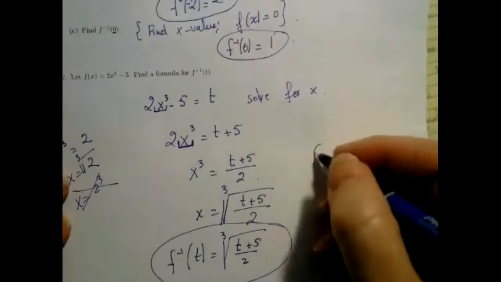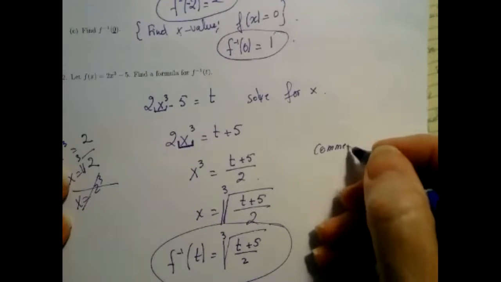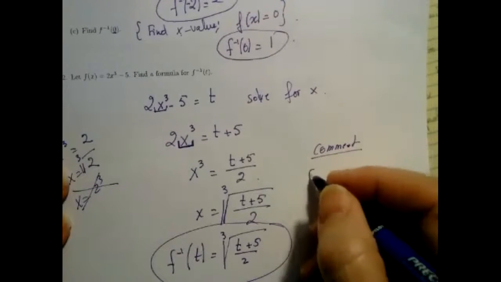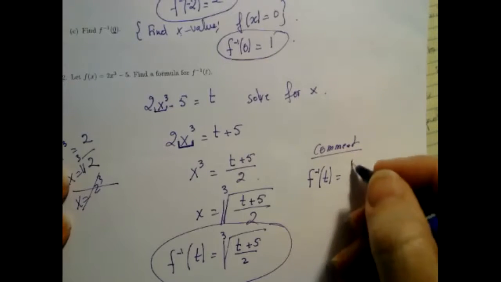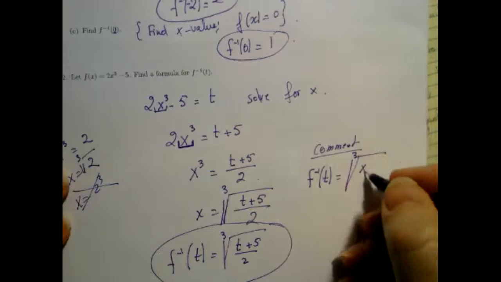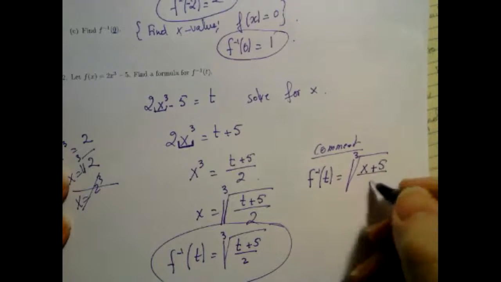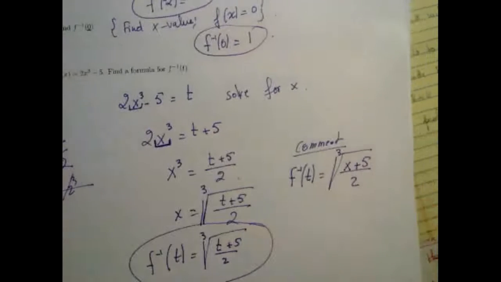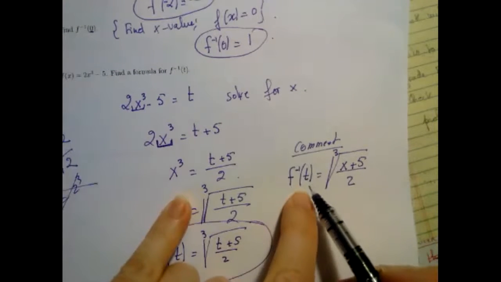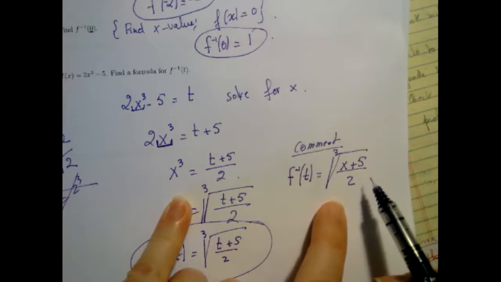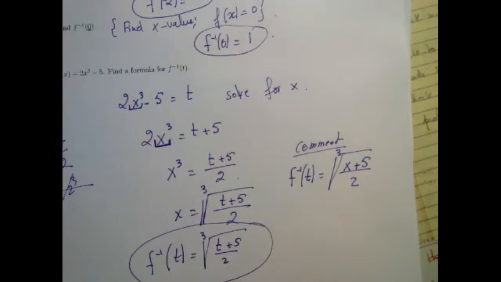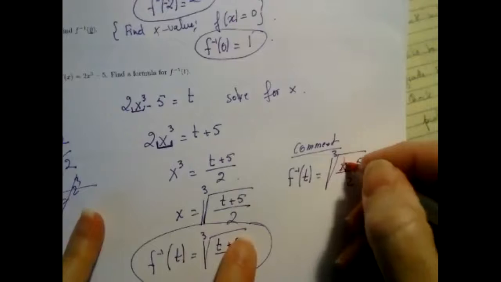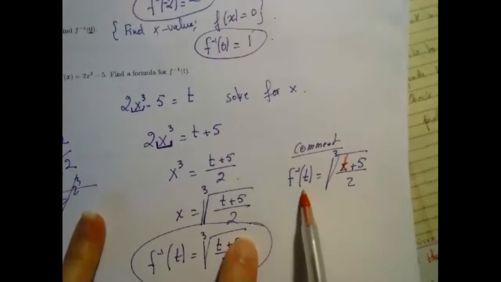Now some comments about what you wrote. Some of you wrote the following: f inverse of t equals the cubic root of (x plus 5) over 2. That's wrong. If you use t as the name of the variable, you have to use it across the board. So for those who wrote x, I corrected them. You have to write t. You cannot write x because t is the name you give to the variable.